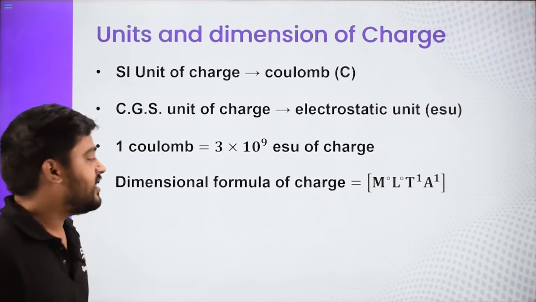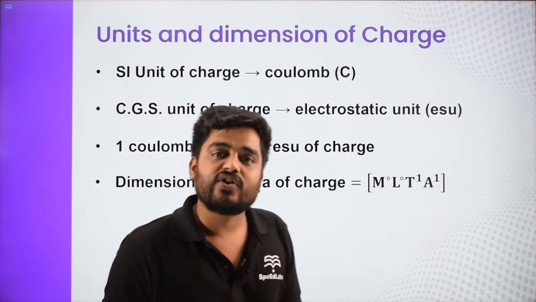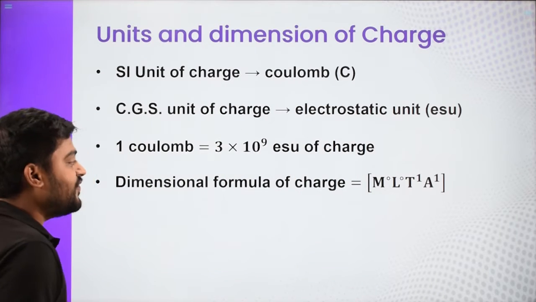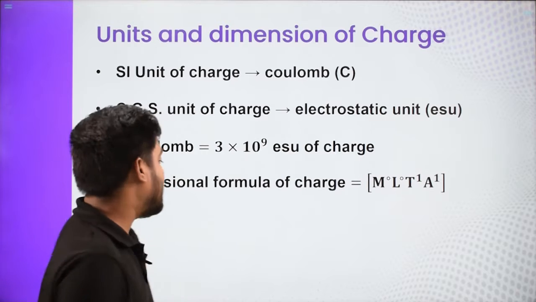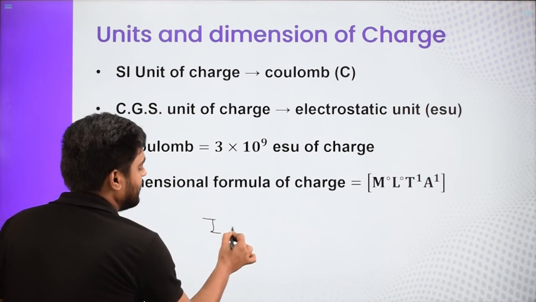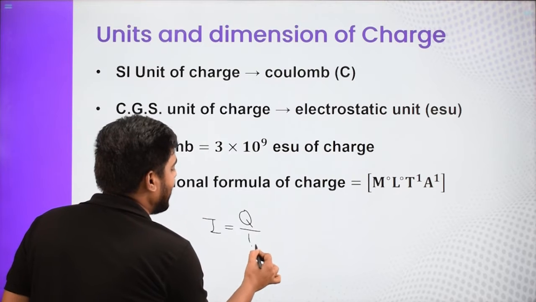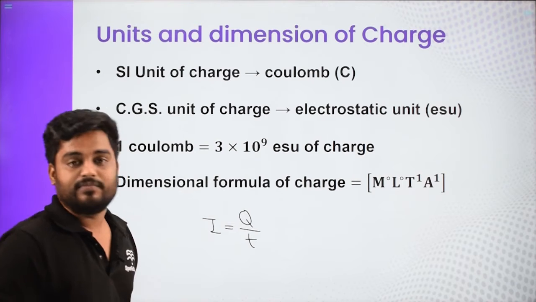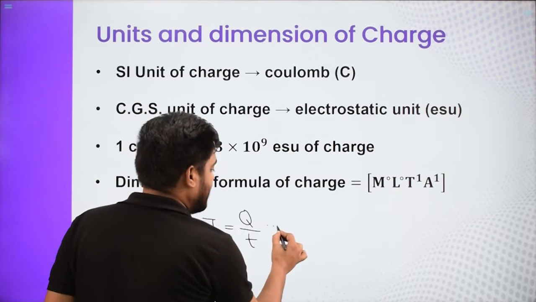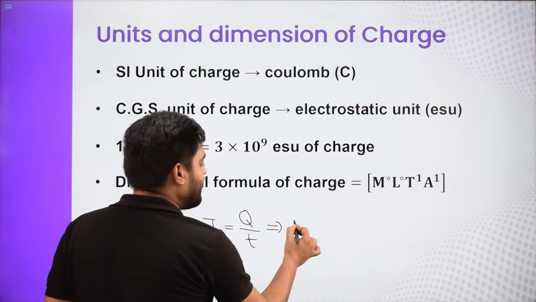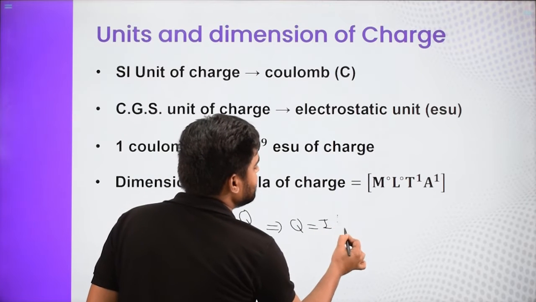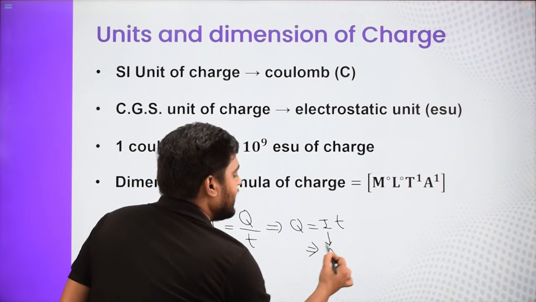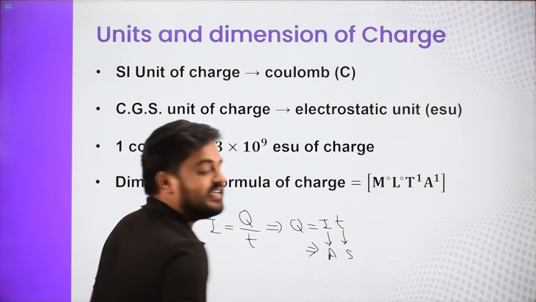And what about the dimensional formula? Charge is not a fundamental quantity. What is the fundamental quantity? The current. So we need to relate the charge to the current. And everyone knows that current is nothing but charge upon time. The charge flowing through a conductor divided by time, right? So that is what our current is. And what is the unit of current? Charge is basically I times T. So this is in ampere and this is in second. So it is ampere times second.